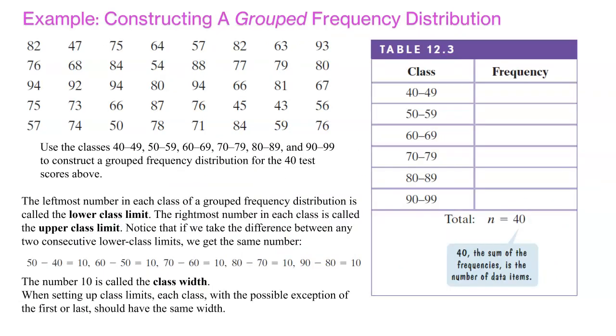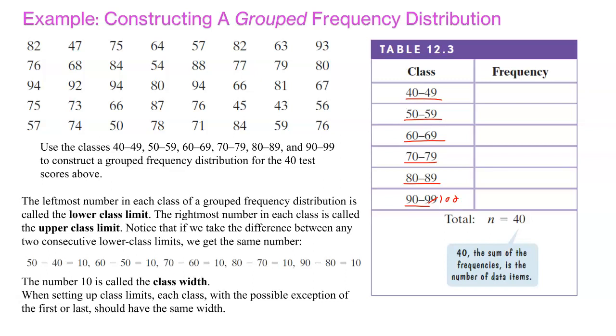Now, when we create classes, there's a couple different things. One, you want to try your best to get the classes to be the same size, as in the same number of data values in that range. And so we created classes from 40 to 49, 50 to 59, 60 to 69, 70 to 79, 80 to 89, 90 to 99. We could, if we wanted to, change this to be 100. None of these data values are 100, so it doesn't really matter. They stopped at 99 just so that they were the same size, same range.